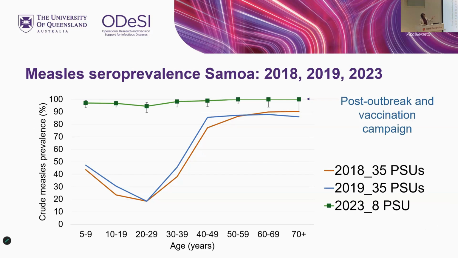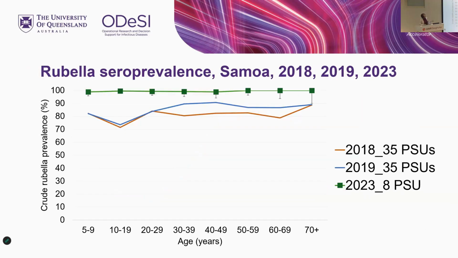And then this is what happened after the outbreak. From a combination of infection and vaccination campaign, there is 95% plus immunity in all age groups. So you can see that these assays actually work. They're telling you a story that you're expecting, because measles is so infectious that anyone who's not immune probably would have gotten infected.